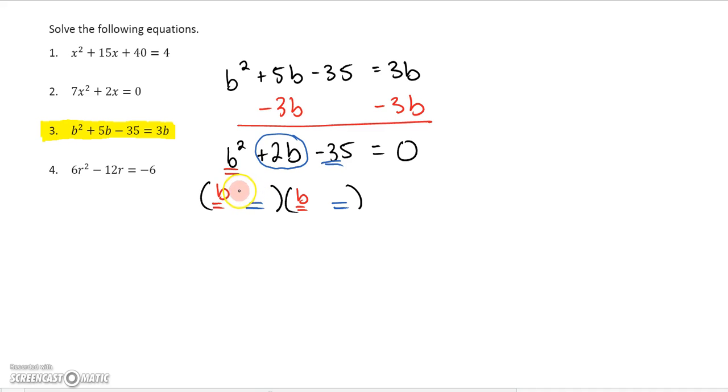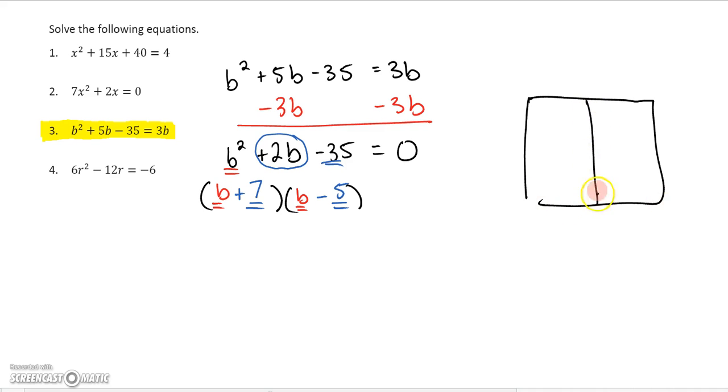I know that one's positive and one's negative. It's the only way to multiply to make a negative number. So it seems like 7 and 5 have a difference of 2. So let's put the 7 here and the 5 here, right? That should work. Do a quick check. I'm a big fan of just checking to make sure.